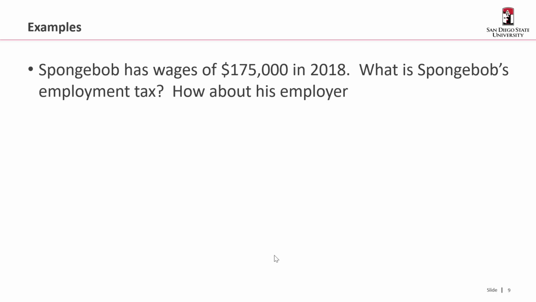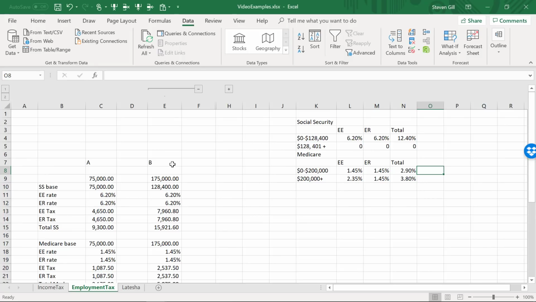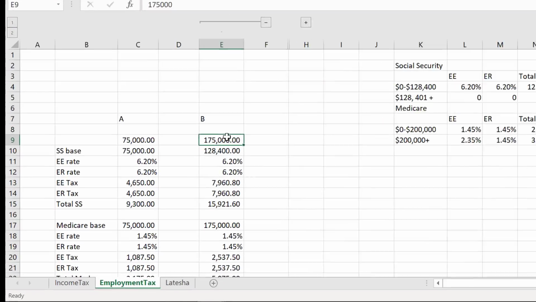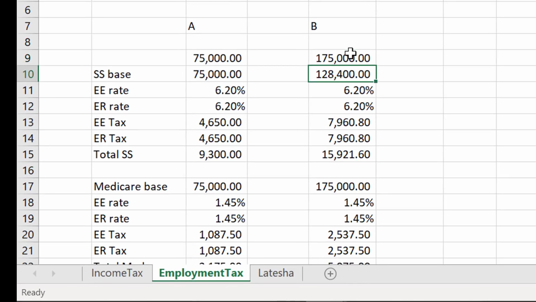What if instead SpongeBob had wages of $175,000? Now let's see if we can calculate his employment taxes. At $175,000, SpongeBob's total wages are in excess of the FICA cap. Remember that Social Security tax only applies up to the FICA cap amount. In 2018, that was $128,400. So as a result, his tax is only on the $128,400, not on the full $175,000.